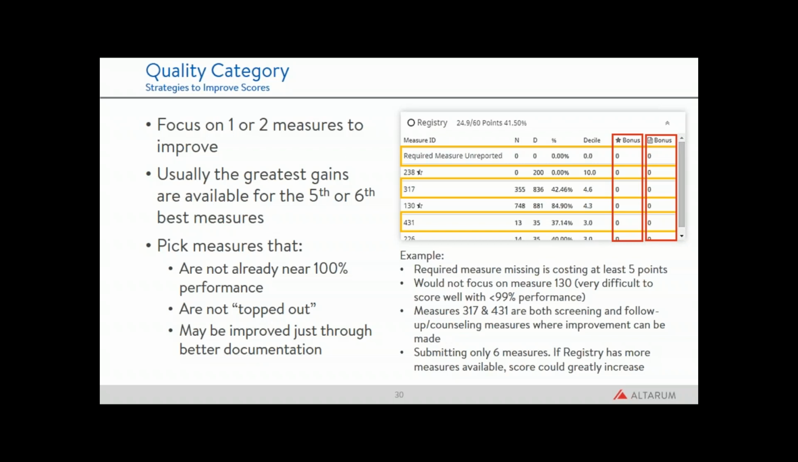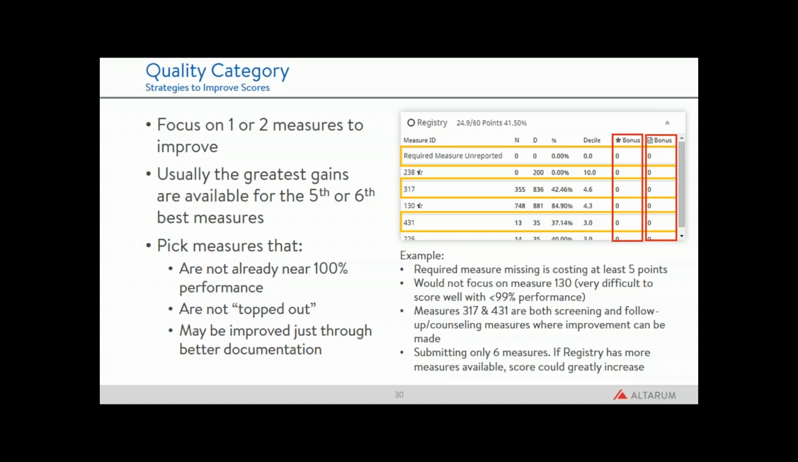I would advise them not to focus on measure 130 because they're already at 84.9%, and while they can improve, they would need to get at or near 100% on measure 130 to get a higher decile score, because the benchmark for that measure is already so high.